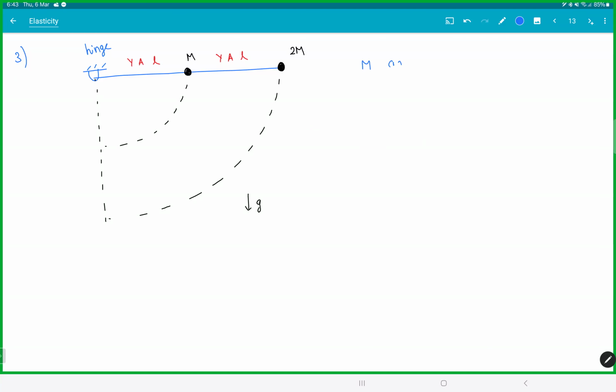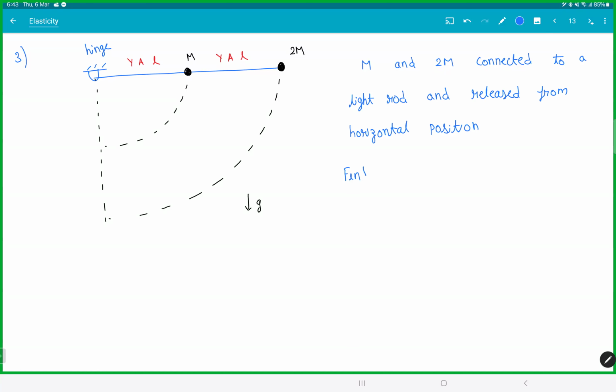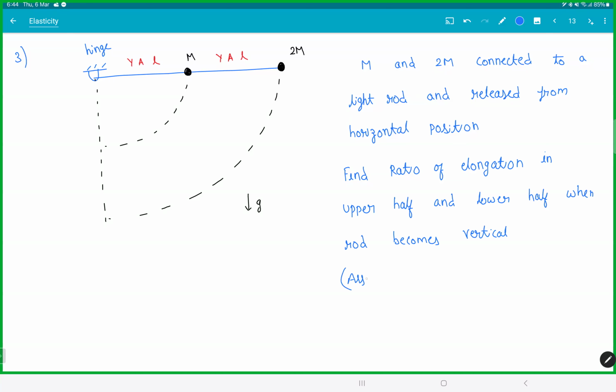So m and 2m are connected to a light rod and released from a horizontal position. Find the ratio of elongation in the upper half and the lower half of the rod when the rod becomes vertical. Assume the elongation is much smaller than the length of the rod.